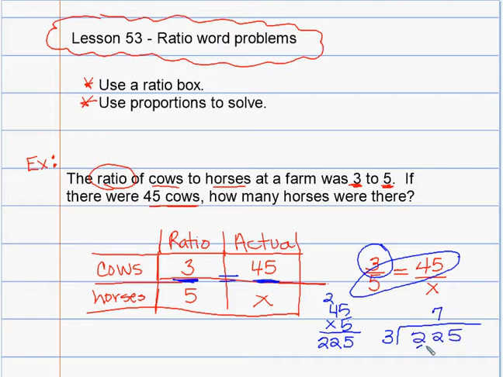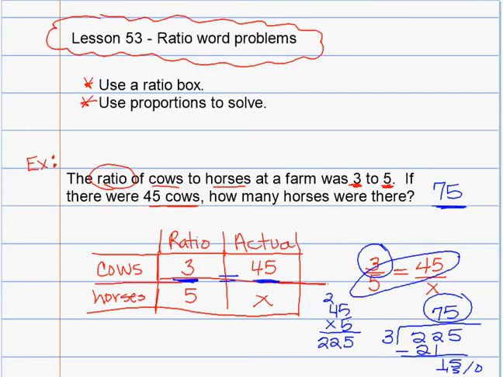And 3 times 7 is 21. And 5 times 3 is 15. So there are 75 horses. And I can just kind of visually check. The number of cows in the ratio was smaller than the number of horses, so the number of actual cows should be smaller than the number of actual horses, and they are. So at least for that part I think I've done a nice job. So again, the ratio box is this structure here, the columns and the rows that we fill in.